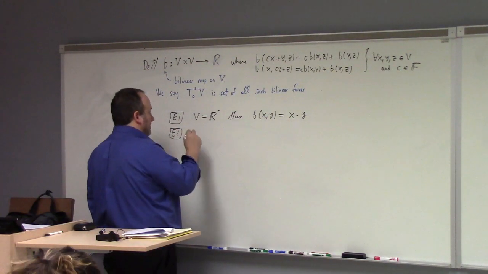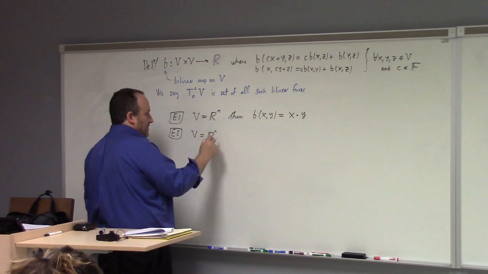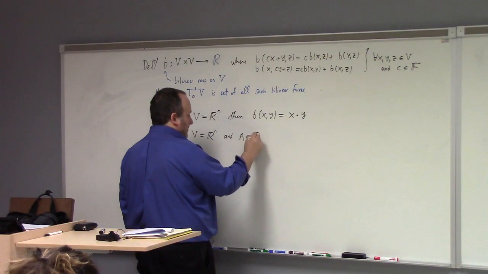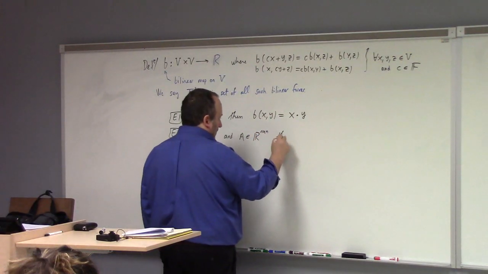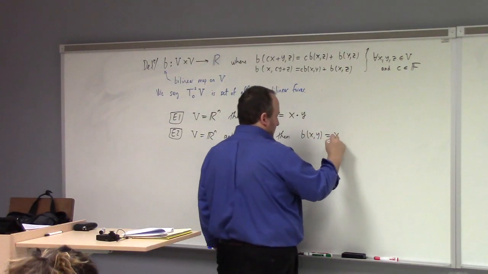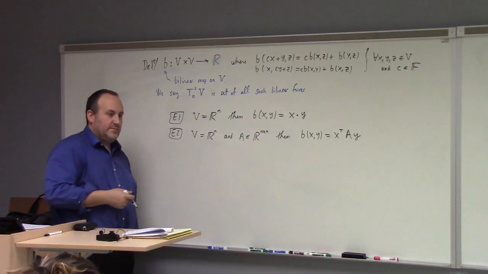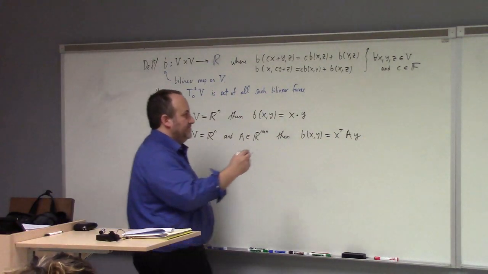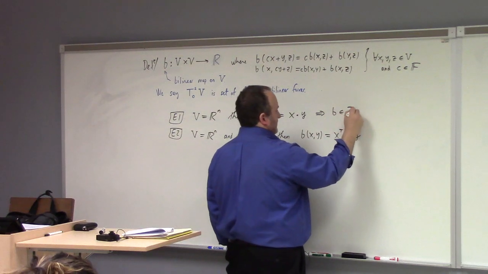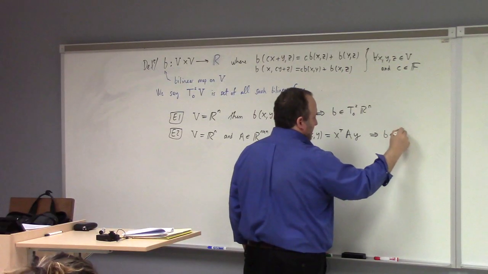Another example is, again, V equals Rn. Man, I guess I'm stuck on Rn here. And A, an n by n matrix. And if we say B of x comma y is equal to x transpose A y, this would also define B as a bilinear form on Rn, right?